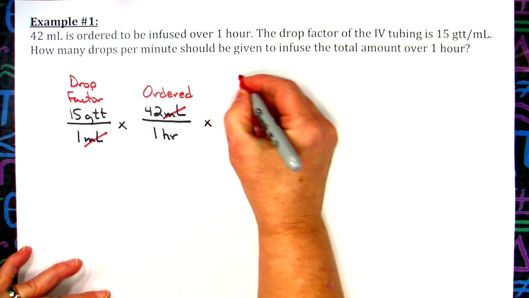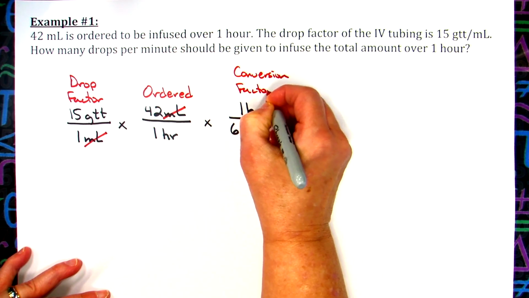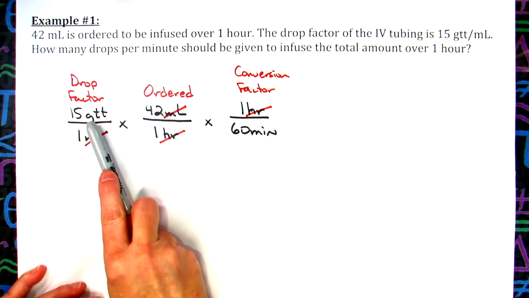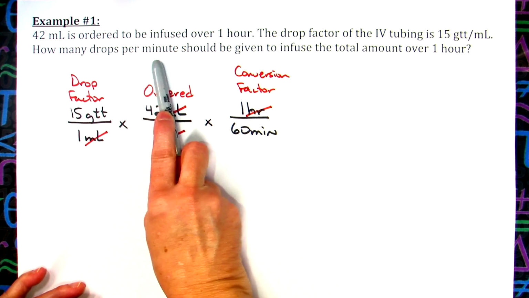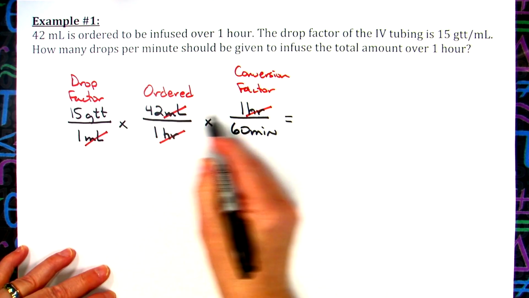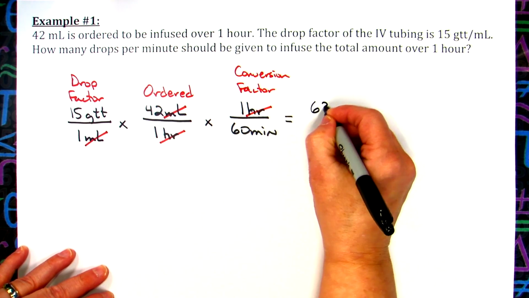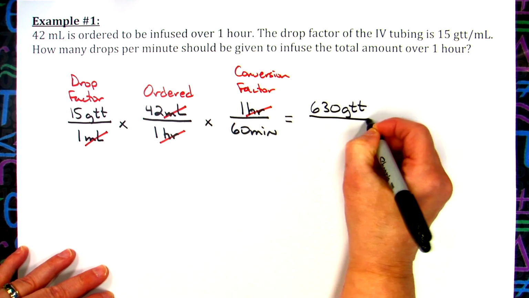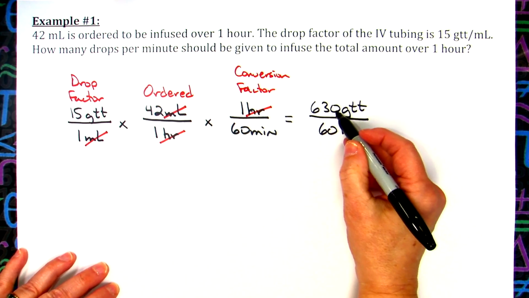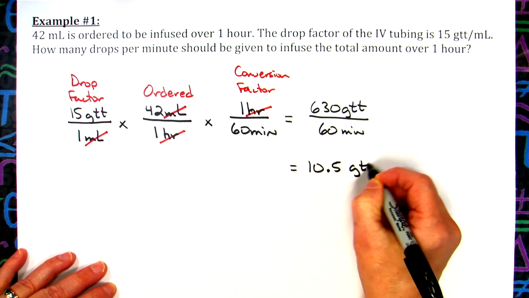So now I can do this as my conversion factor. And now my hours on the bottom with the hours on the top cross out. So now if I look, I've got drops per minute. The question says how many drops per minute, so the only two labels I have left will answer the question. So then I can multiply straight across the top. Using a calculator, 15 times 42 gives you 630 drops. Going across the bottom, you'll have just the 60 minutes. When you divide 630 by 60 using a calculator, you're going to get 10.5 drops per minute.